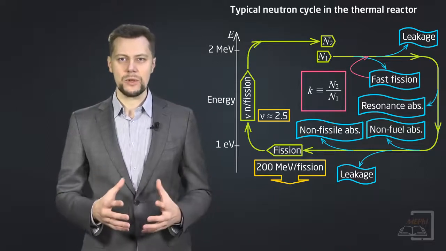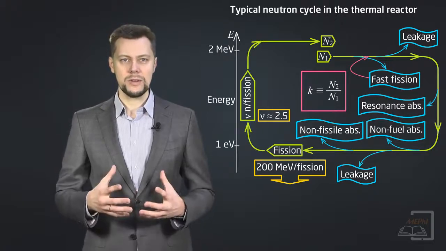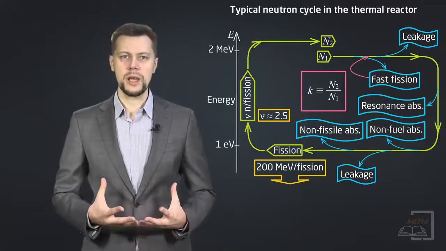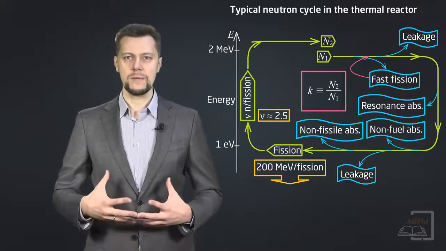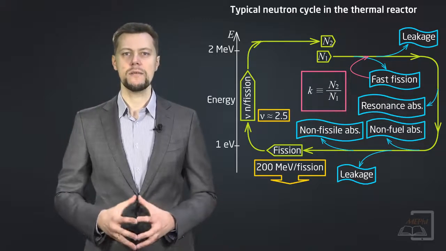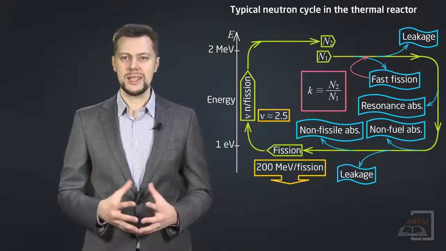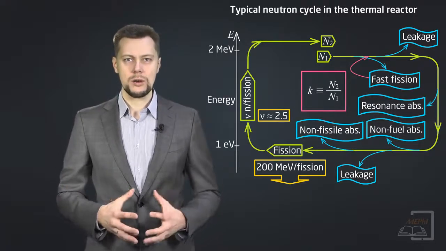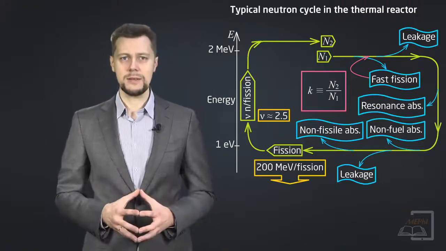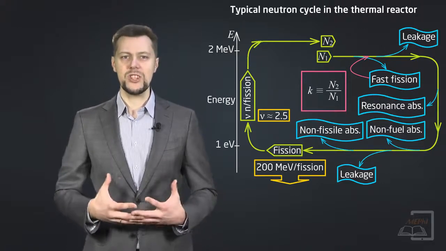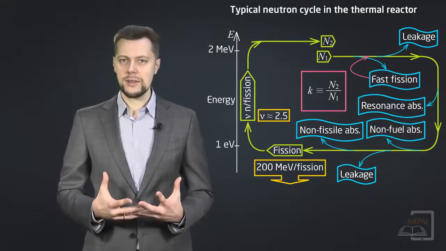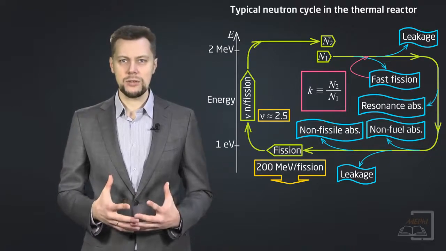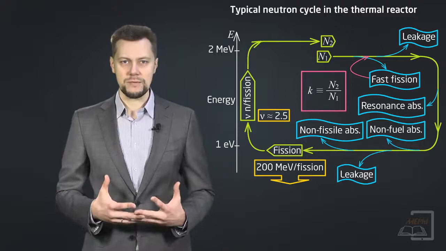The next process is neutron slowing down, and during the process, the neutrons can suffer resonance absorption. When the neutrons become thermal, they finish their life by absorbing in, for example, non-fuel absorbent, it's bad, or in fuel, but non-fissile reaction occurs, it's bad too, and finally, they can produce the fission. We get 200 megaelectron volts energy release and 2 or 3 additional neutrons for chain reaction.